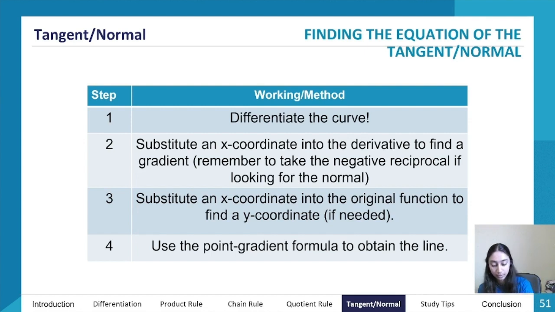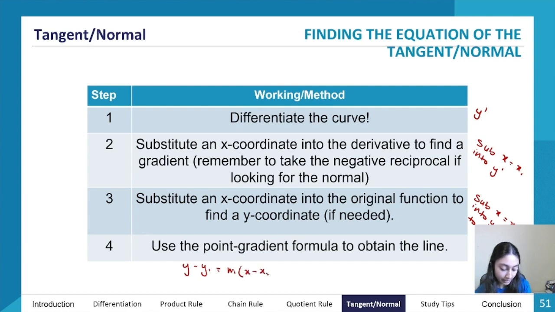So you're going to find y dash, and you're going to sub x is equal to, I'm going to call it x1, into y dash. Okay, your next step is to sub x is equal to x1 into y to find y1, and then you're going to use the point gradient formula to obtain the actual equation of the tangent slash normal. So y minus y1 is equal to m x minus x1.